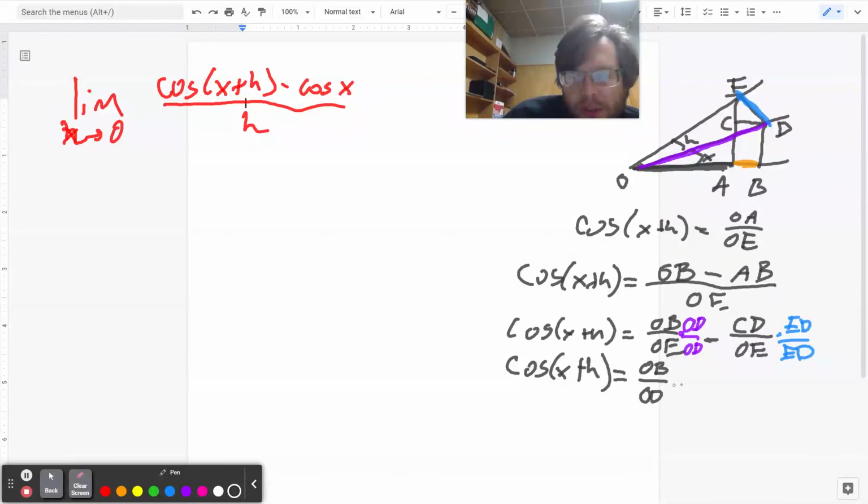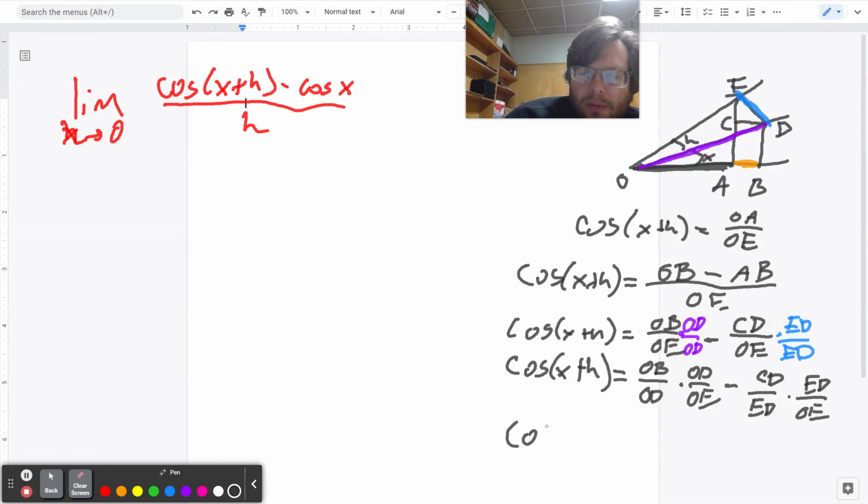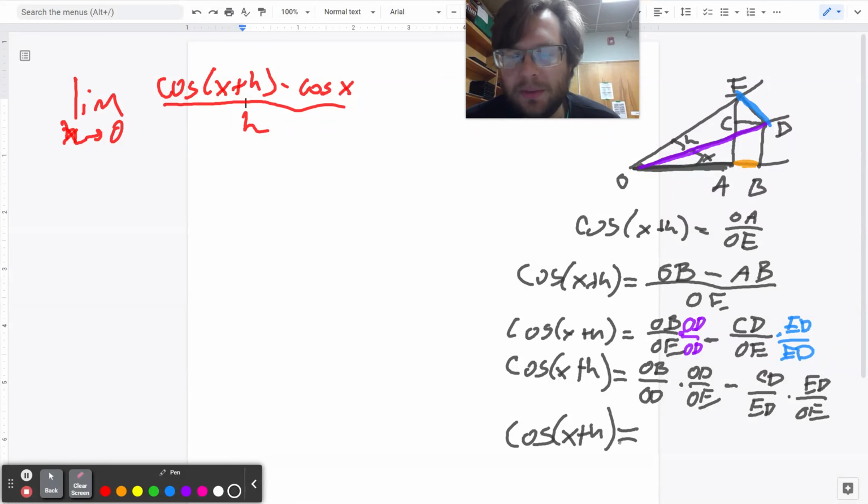OB over OD times OD over OE, minus CD over ED times ED over OE. Take a second, try to think about what I'm going to write next, please. Look at the diagram, see if you can figure out what comes next. Maybe even pause it and think about it for a few minutes.